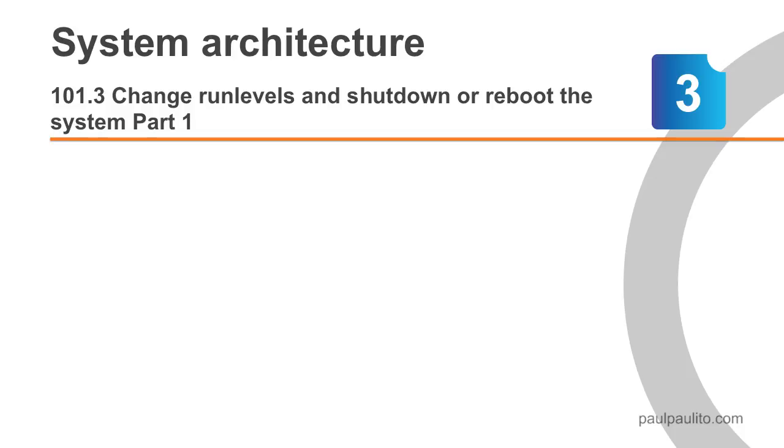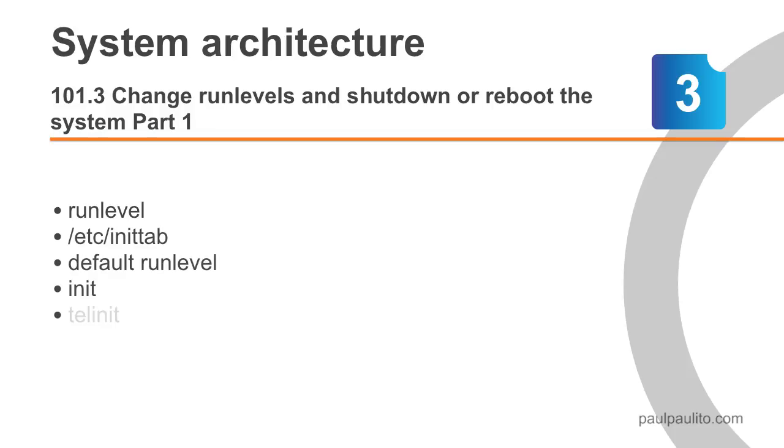101.3, Change Run Levels and Shut Down or Reboot the System, Part 1. In this screencast, you will learn how to set and switch between different system run levels. We will also look at the following terms: run level, /etc/inittab, default run level, init, and telinit.